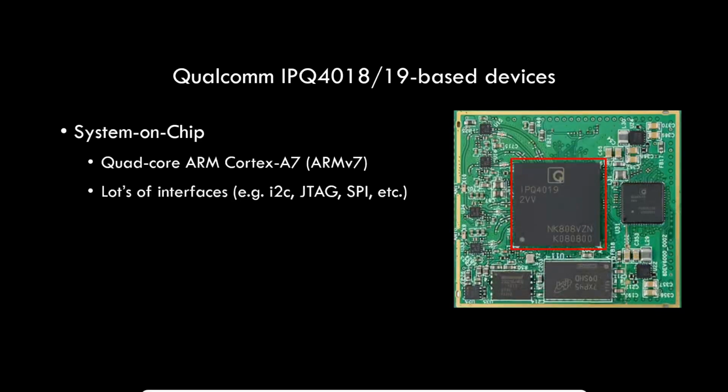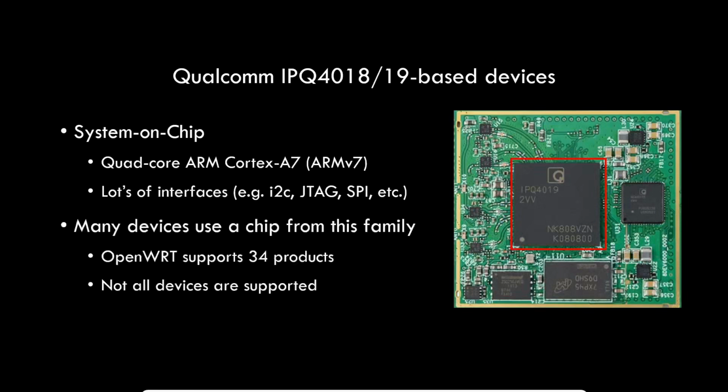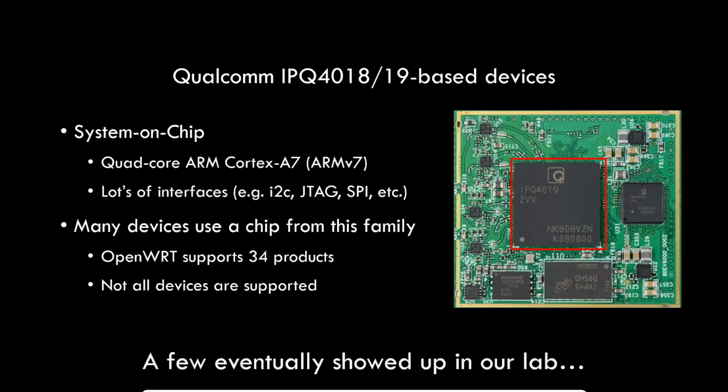It's a system on chip which is aimed at networking devices, or actually networked devices, which is slightly different. It's a quad-core ARM Cortex-A7 generation with the corresponding instruction set architecture, ISA. There are lots of interfaces made available by the SoC, like I2C, JTAG, SPI, and many devices out there use a chip from this family. For example, OpenWRT already supports 34 different products, and we are aware of devices which are not supported by OpenWRT, but still make use of these SoCs.